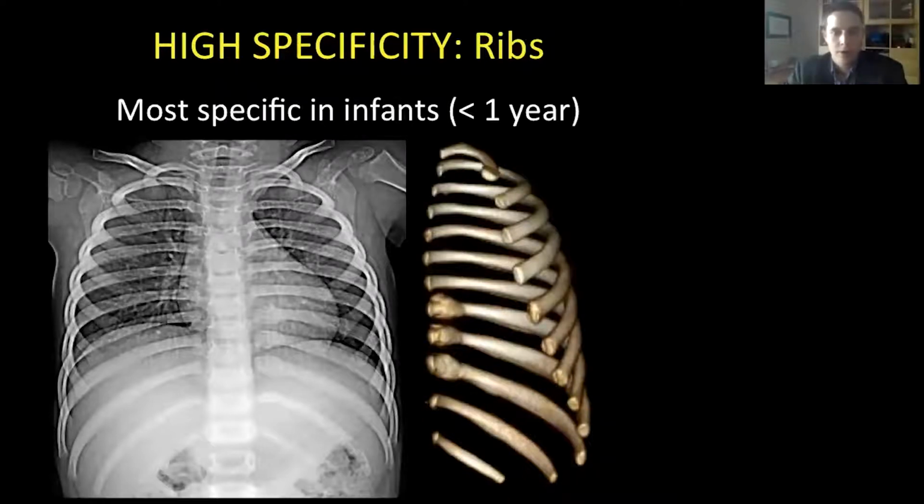Here is our next injury. So we're moving on from classic metaphyseal lesion. We are now talking about rib fractures, still high specificity injuries, also most specific in infants less than 1 year of age. And we see in this image, and also the patient did have a subsequently performed CT, that there are healing fracture calluses at the posteromedial aspect of the ribs.